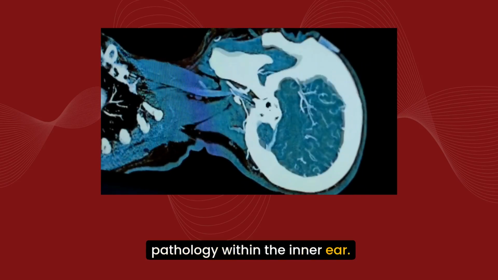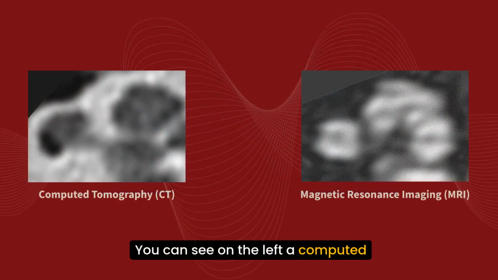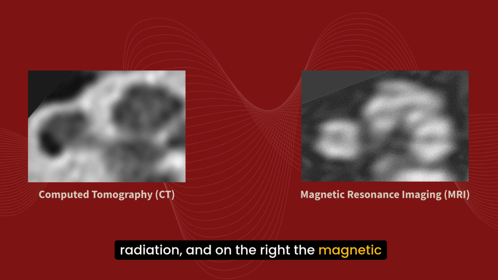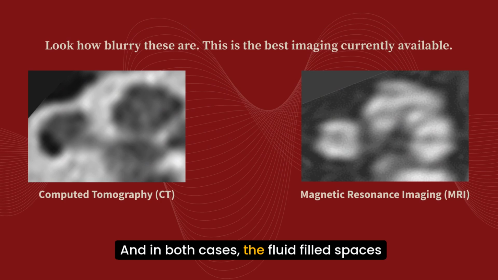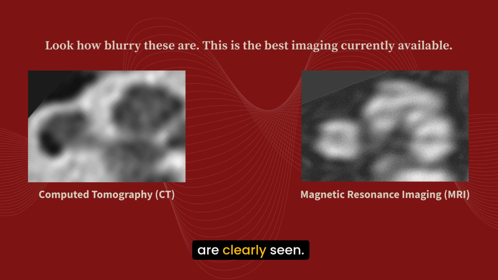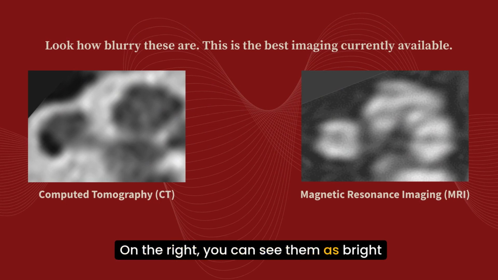within the inner ear. You can see on the left a computed tomography scan, which is based on ionizing radiation, and on the right, a magnetic resonance imaging scan. And in both cases, the fluid-filled spaces are clearly seen. On the right, you can see them as bright signal. And on the left, you can see that the bone surrounding the cochlea is white.